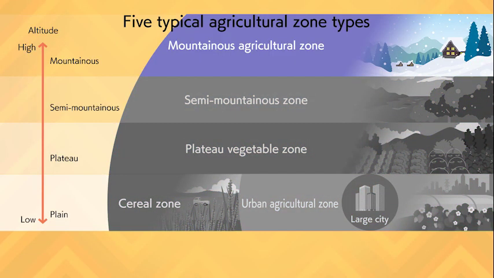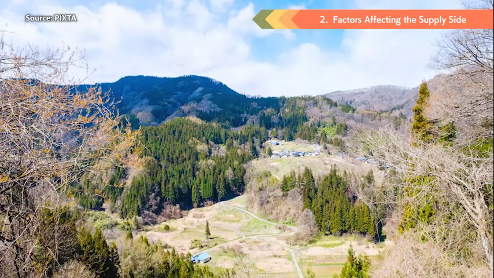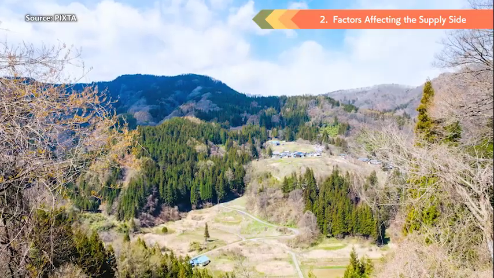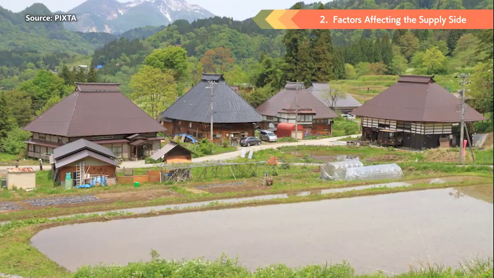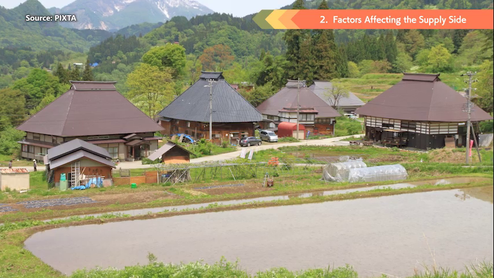Finally, we have the mountainous agricultural zone, which faces even more severe conditions. Here, both productivity and market access are extremely difficult, and when combined with an aging population and depopulation, the survival of agriculture itself is at risk in certain areas.